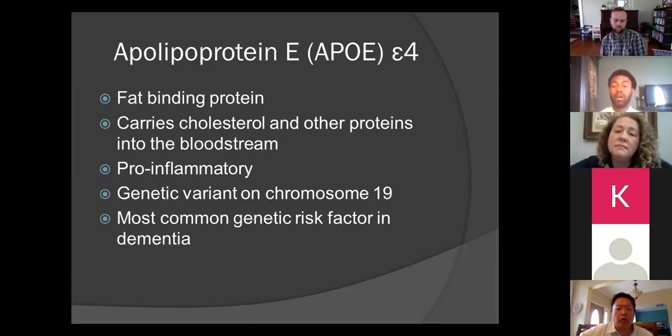Apolipoprotein E, or APOE epsilon 4, is a fat-binding protein which carries cholesterol and other fats and even other proteins into the bloodstream. This is pro-inflammatory, and this is what I was talking about earlier, the genetic variant on chromosome 19. Doctors and researchers believe it's more under the influence of genetics. It is a common genetic risk factor in dementia. If you have the genetic variant, it doesn't mean you are going to get Alzheimer's or dementia, but it gives you a higher risk of getting Alzheimer's or any type of dementia.